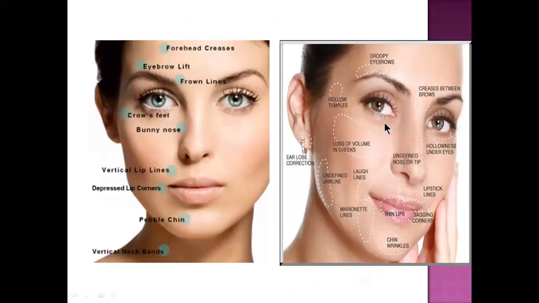And these are, you see, the forehead creases. What operations do plastic surgeons do? The eyebrow lift, the frowning line, the nose, all this sort of operations they can do.